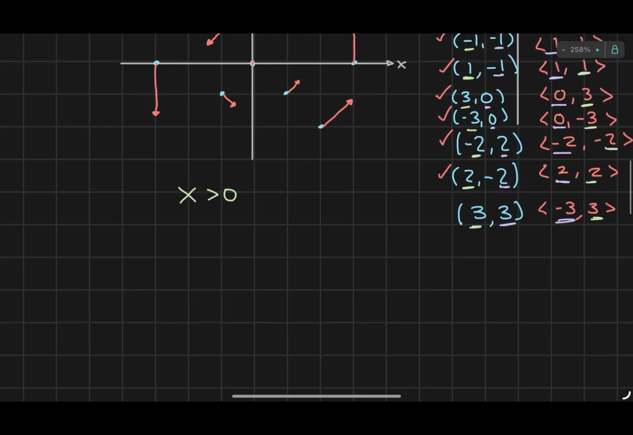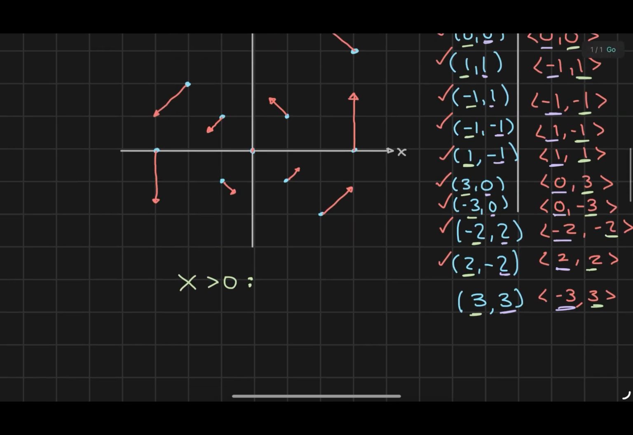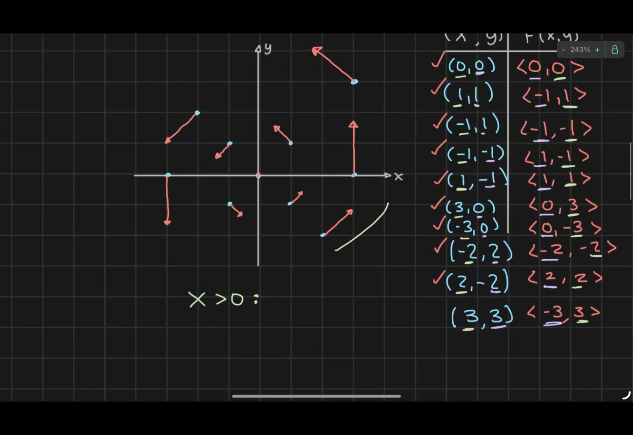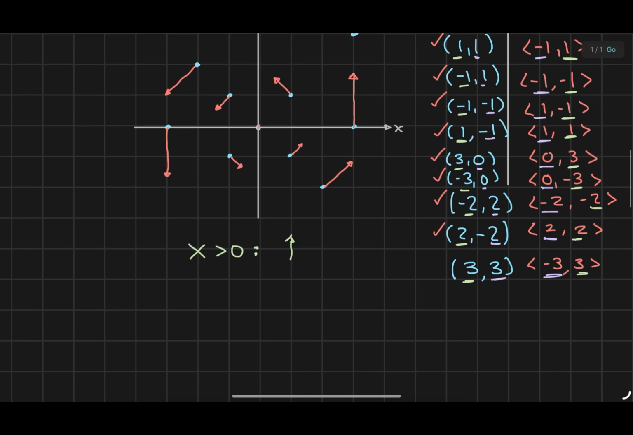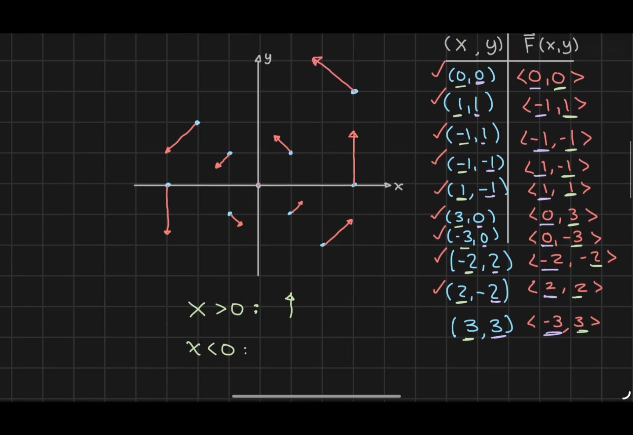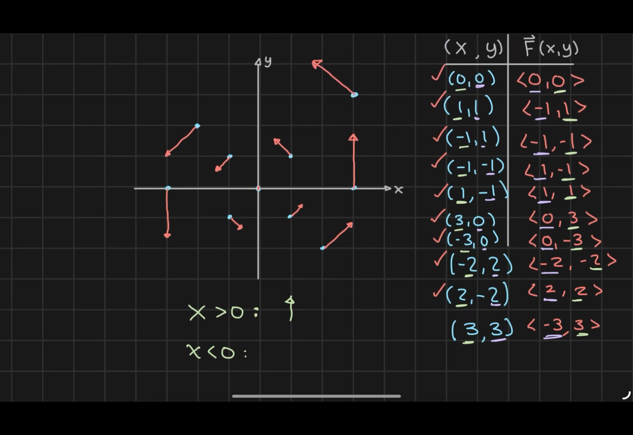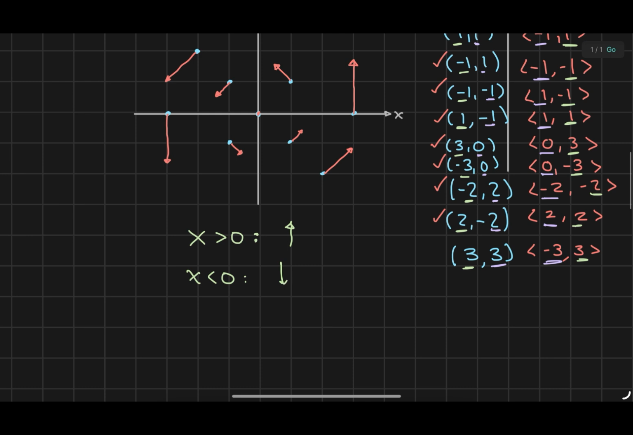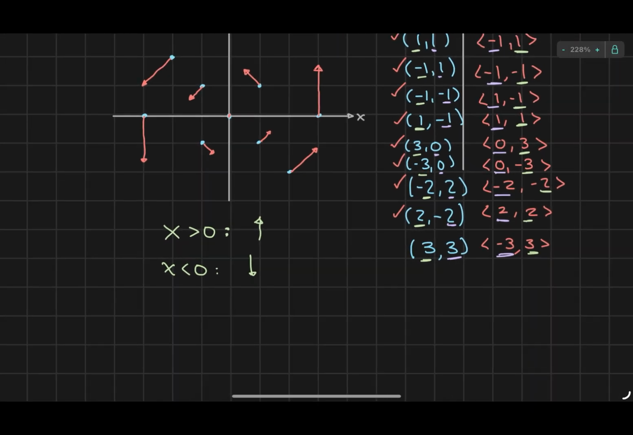trend thing here, right? So, if our x is greater than 0, that's everything over here. Well, what's a trend here? The trend here is that they're all pointing up, right? Okay. Well, if our x is less than 0, what does that look like? That's going to be everything over here. Everything over here is pointing down, okay.